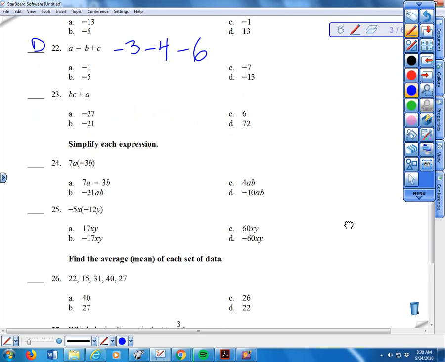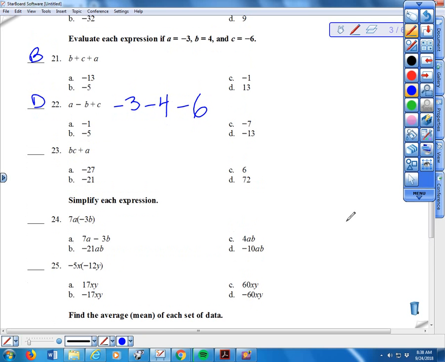Okay. B times C plus A. What's 4 times negative 6? Negative 24. And that's minus 3. So is this addition or subtraction? Addition. 24 plus 3 is 27, but it's got to be negative.